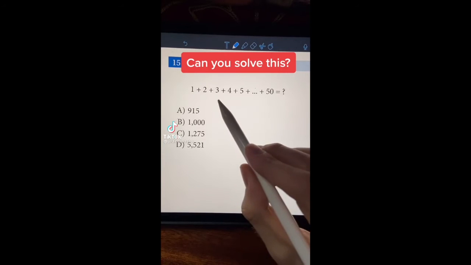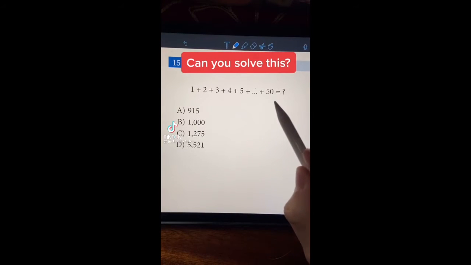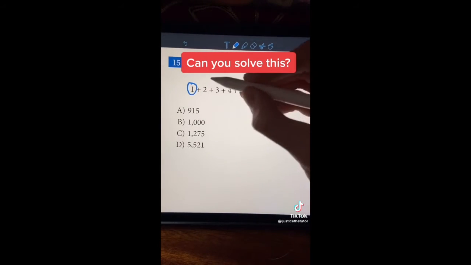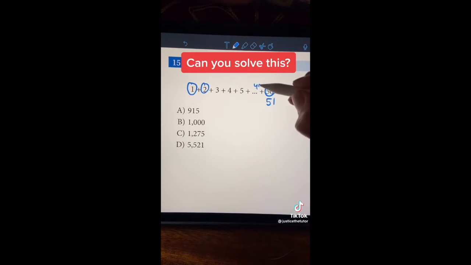1 plus 2 plus 3 plus 4 plus 5 plus dot dot dot plus 50 equals what? So this problem is actually a lot easier than you might think. So I'm going to start out just by taking the first and the last number and adding those two together. So 1 plus 50 is just 51. And I'm going to take the second and second to last number, which would be 49, and add those two up. So 2 plus 49 is also just 51.